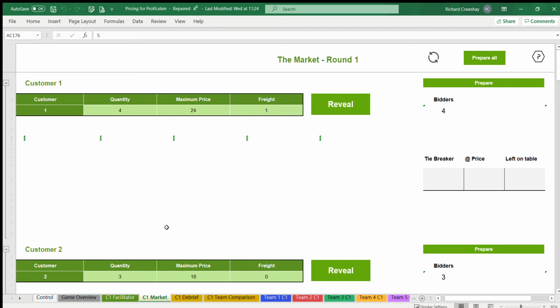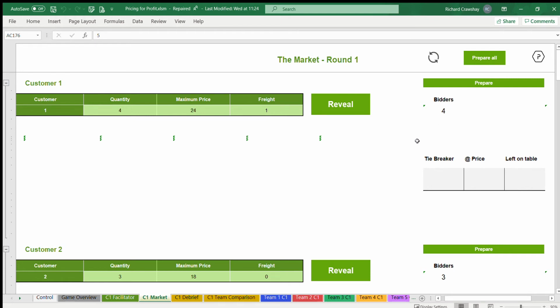Okay, welcome to the market for round one. Now we've already prepared our bids for team one, so now we've got to see how well we've done. And as we can see, we're going to go through each customer in numerical order. There's a reminder about each customer, what the customer number is, what the quantity is they were after, their maximum selling price, what the maximum price they're prepared to pay, and then what the freight charges would be to deliver if you are the successful supplier.